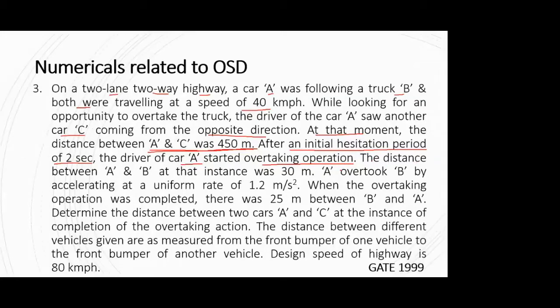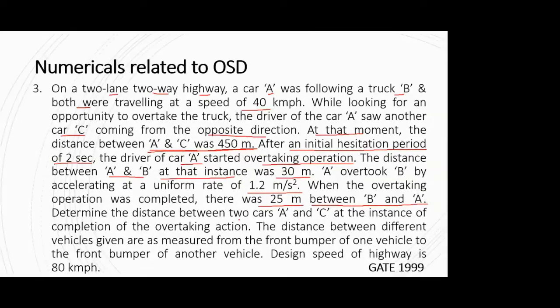Okay, the distance between A and B at that instance was 30 meter. A overtook B by accelerating at a uniform rate of 1.2 meter per second square. When the overtaking operation was completed, there was a 25 meter distance between B and A.